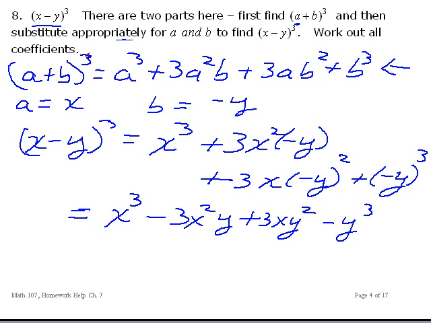Right, for this problem, I don't want to see this answer by itself. I want to see the work.